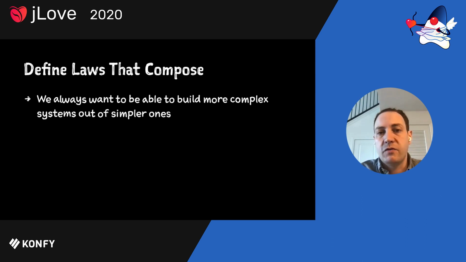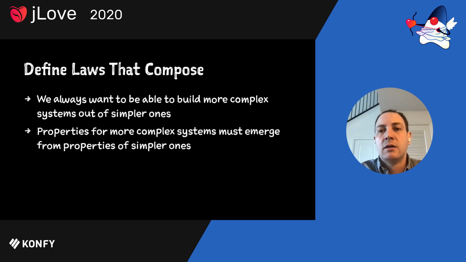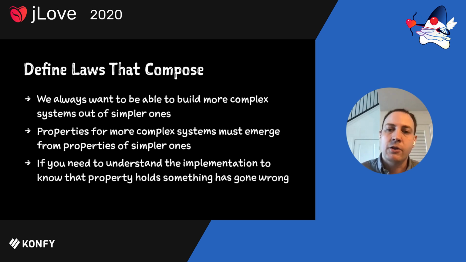And then finally, this idea of defining laws that compose. We want to be able to build a more complex system by putting these Legos together. And for that to work, the whole system has to have properties that emerge from the properties of the simpler ones. So we need to think about how we say, this component of our system gives these guarantees, but also how those guarantees fit together, so that if we're building something much bigger, we can understand how it works without having to go into every little aspect of it. We can just say, we put it together this way, it's going to have these properties.